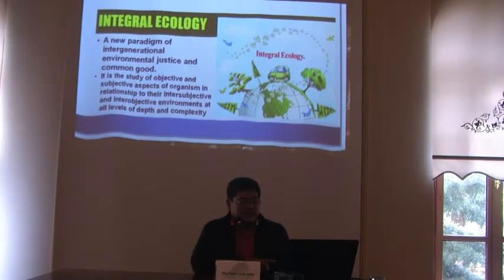Well, it's the new paradigm of intergenerational environmental justice and common good. Okay, intergenerational environmental justice and common good. It is the study of objective and subjective aspects of organisms in relation to their intersubjective and interobjective environments at all levels of depth and complexity. While there are some big words there, intersubjective and interobjective, we'll come to understand these terminologies as we go on with the presentation.